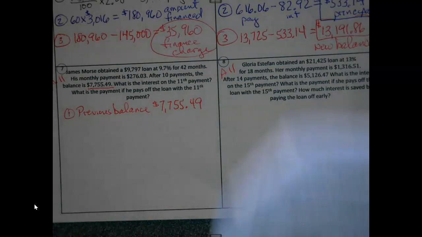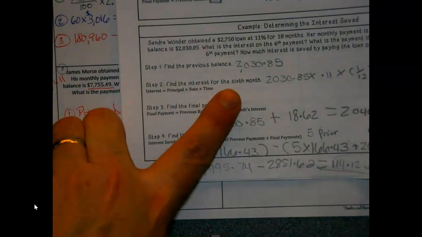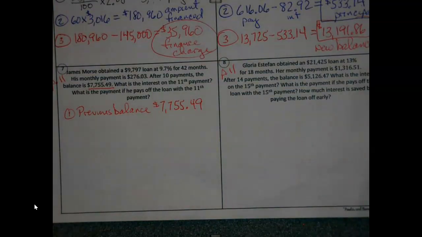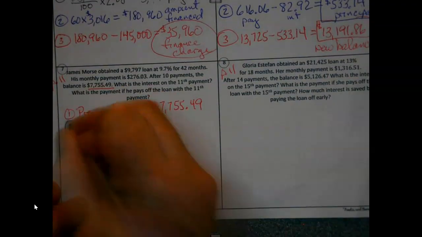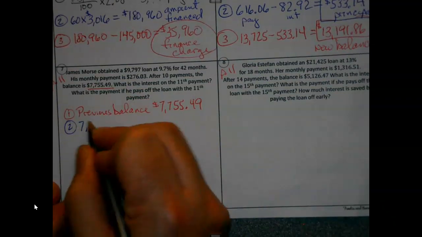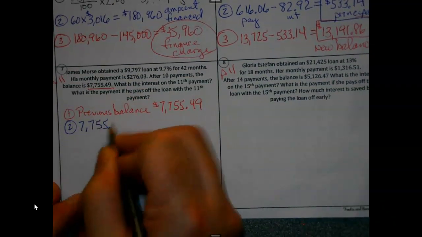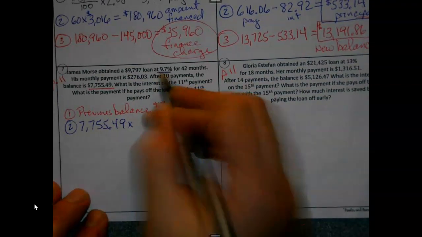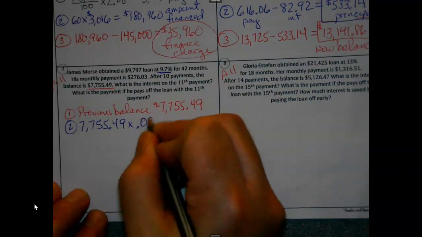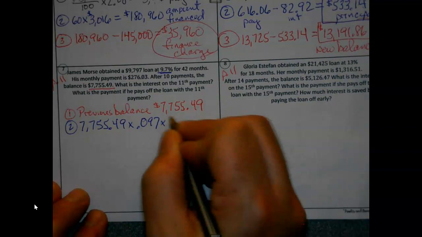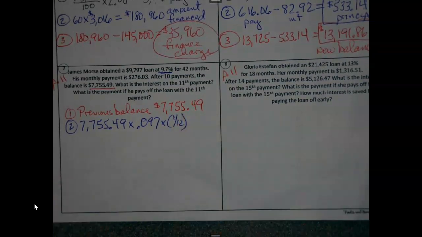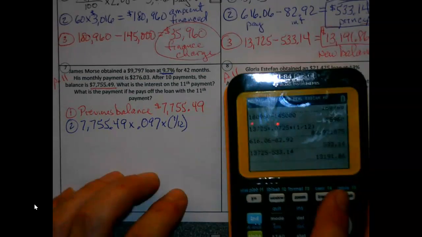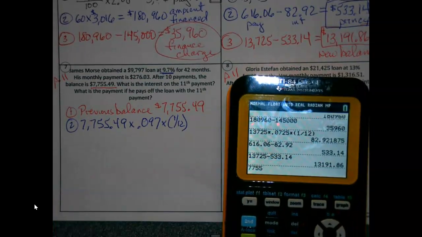Then it says, find the interest for the next month. Okay. So we're going to take that value and we're going to find the interest rate. There it is, as a decimal. And if it's for 1 month, again, times 1/12. We're not doing 42 here. So get those. All right, let's see here. 77.55.